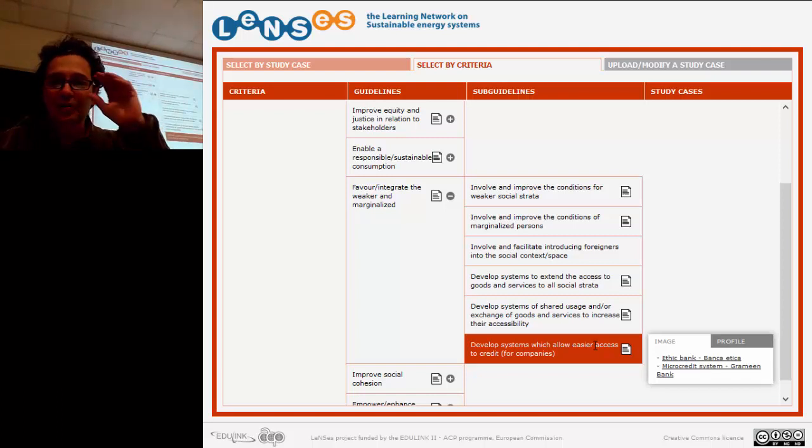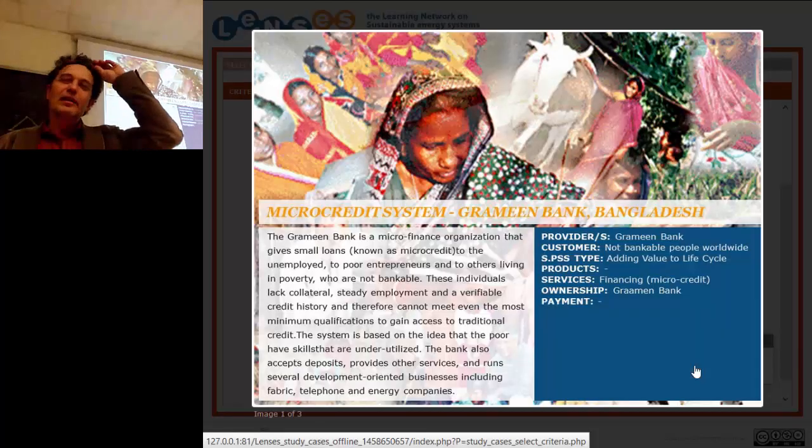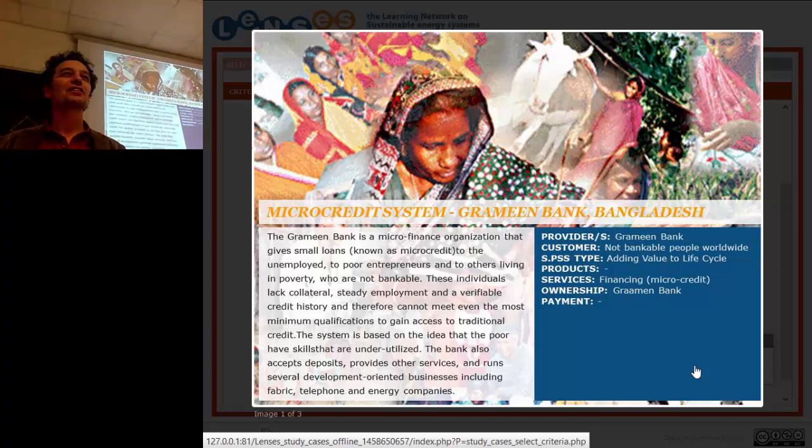Okay, develop systems which allow easier access to credit. Maybe you know the Nobel Prize winner Yunus in Bangladesh. Have you heard of him? He invented microcredit. Microcredit is a credit where they give very small loans to poor people to start their business. For example, a carpenter may need to buy an electric saw or something, and he doesn't have the money.